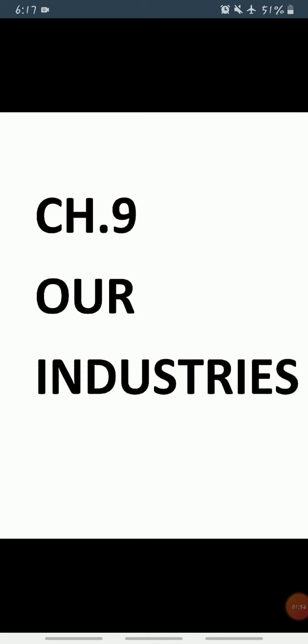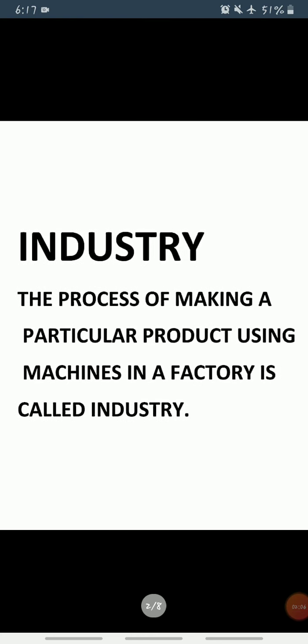Clear? Now come to one more important thing because our topic is industries. So what do you mean by the industry? Do you know about it? Okay, let's see. The process of making a particular product using machines in a factory is called an industry. जब हम किसी पर्टिकुलर प्रोडक्ट को मशीन्स का यूज़ करके प्रोसेस करते हैं, जैसे कि we make clothes from cotton by using machines, so the whole process is called industry.